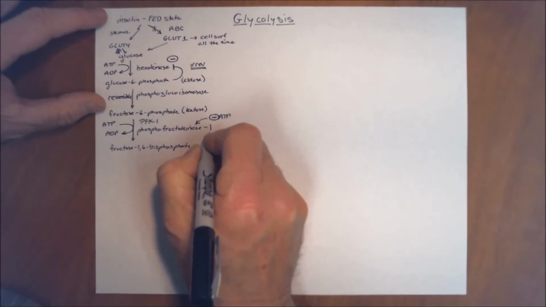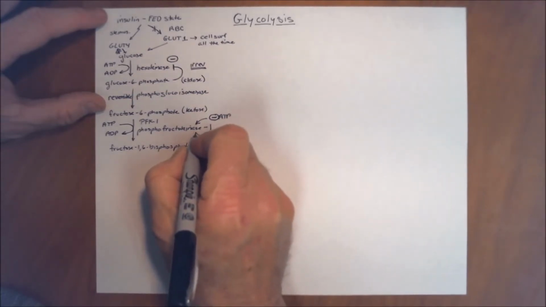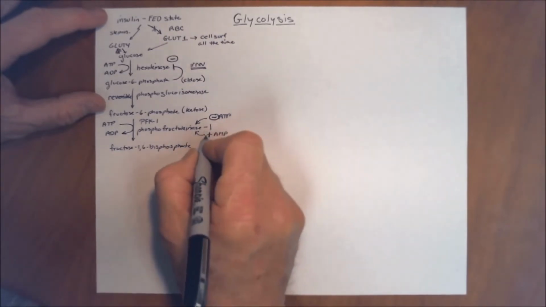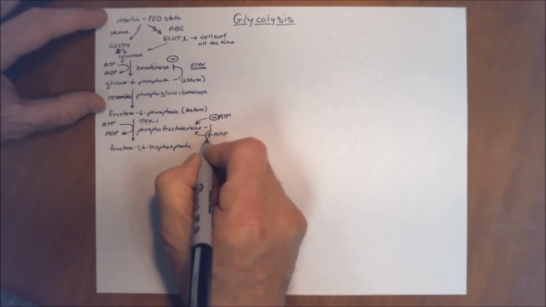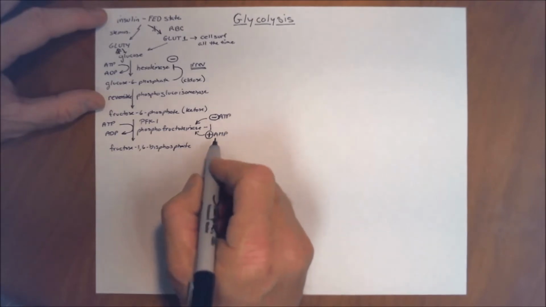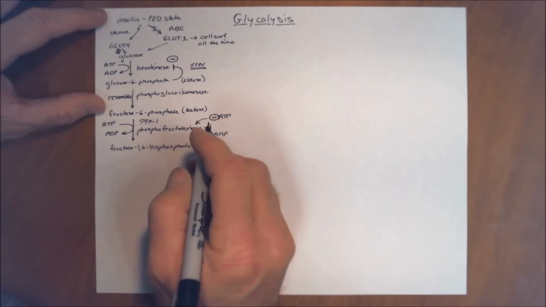The inverse of this is also true. AMP, which is the energy depleted form of ATP, is also an activator of PFK1. So as skeletal muscle depletes its ATP levels and AMP starts to rise, this will activate PFK1 and increase glycolysis.